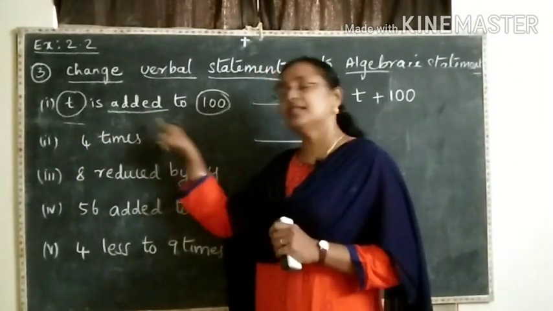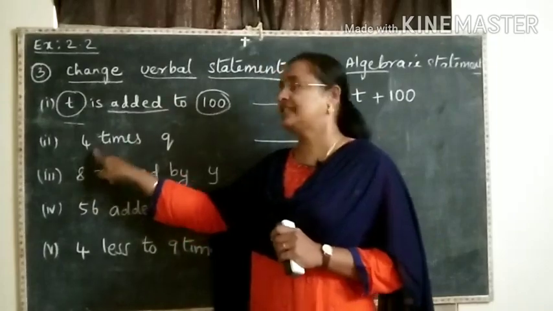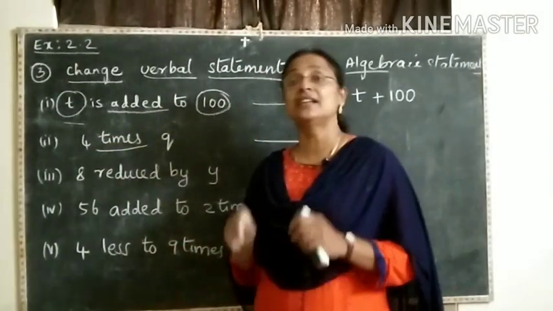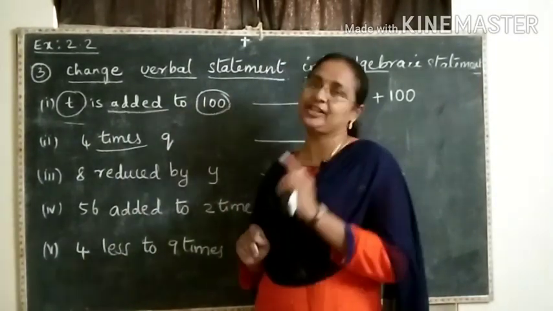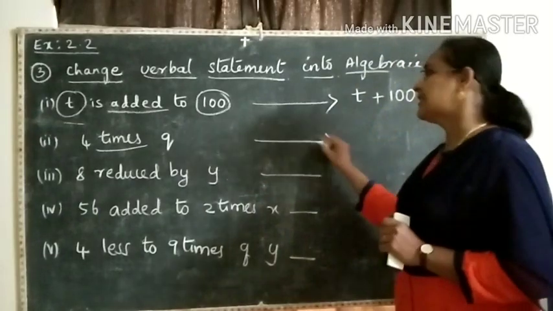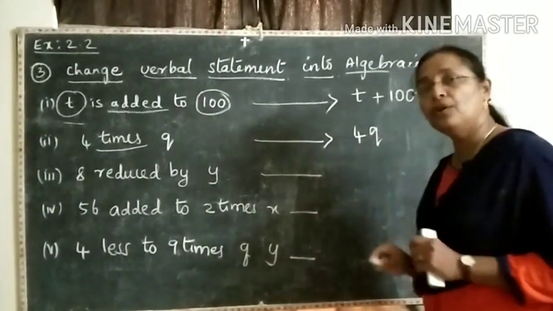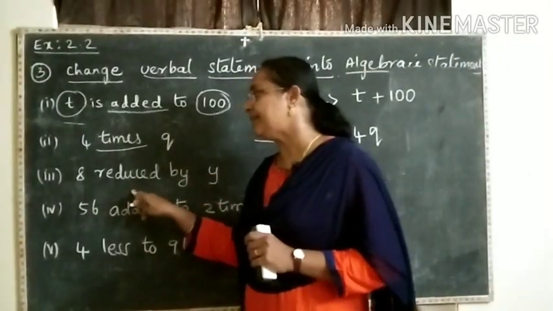4 times q. Now here 4 is a constant. Q is a variable. Now what does this times denote? Times denotes the product, multiplication. Okay. So what will be the answer now? 4 times q can be written as 4q. Okay. Now look into this third sum.